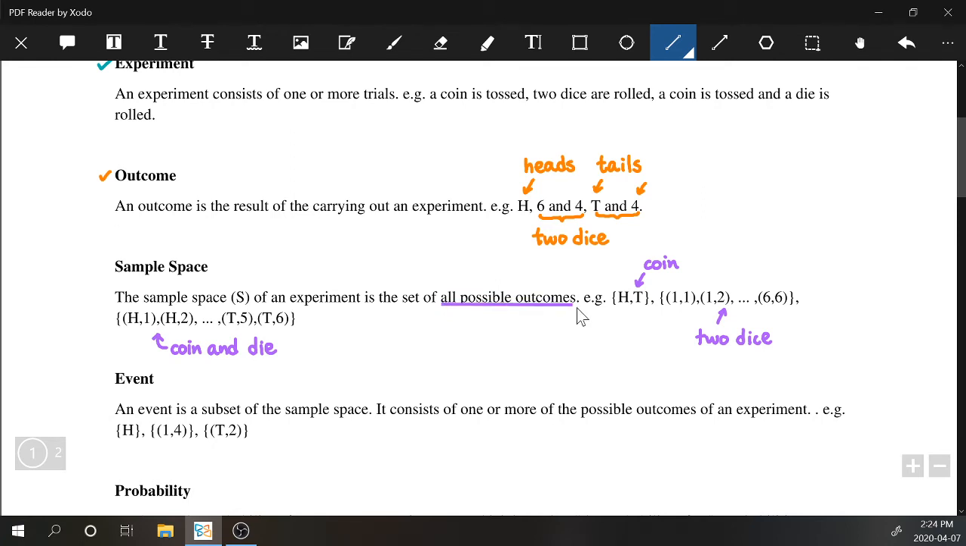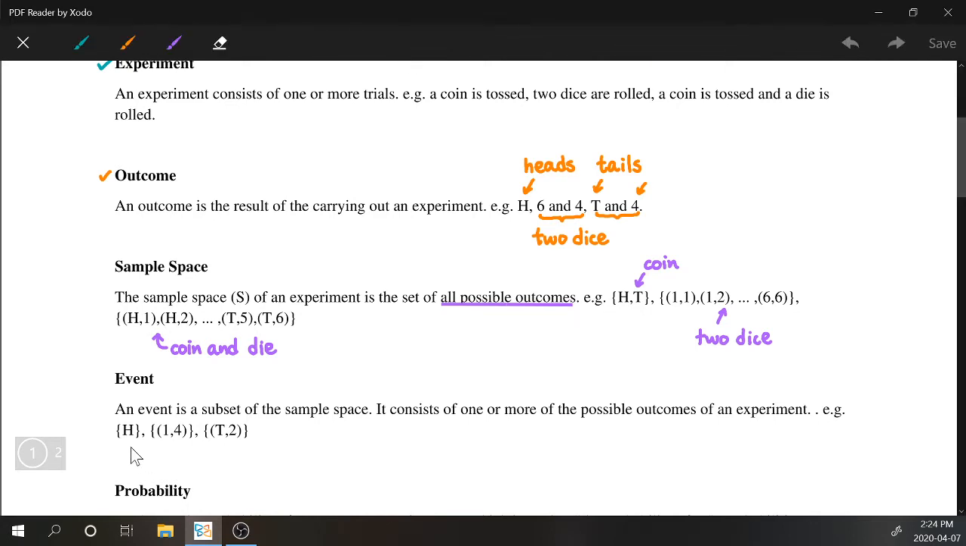An event is a selection of those. You can pick all of them, but usually you'd be like, okay, so the event that I want when I flip a coin is I want heads, for example. So that will be an event. Or you can roll two dice and you want a 1 and a 4. The first one to be a 1, second one to be a 4. So that's a possibility. And then finally, the last one will be tails and a 2. So these three events are from the sample spaces from the previous part.